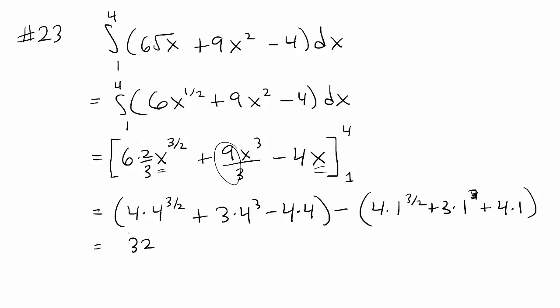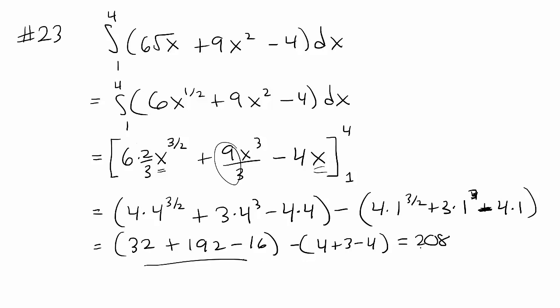This is 32. You can plug this into your calculator. Plus 192 minus 16, and then we're subtracting 4 plus 3 minus 4. That should have been a negative, right? I copied that wrong. And then the final answer should be, well, let's see, we have 208 minus 3. Your final answer is 205. All right, so for the definite integrals, you should be getting finite numbers.